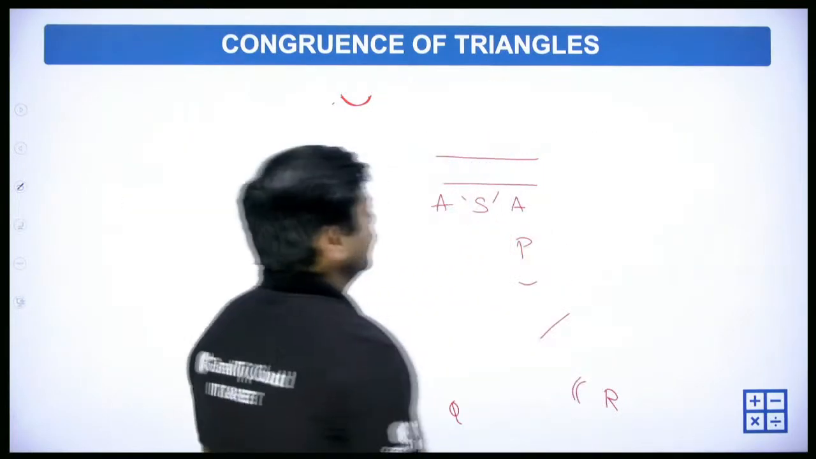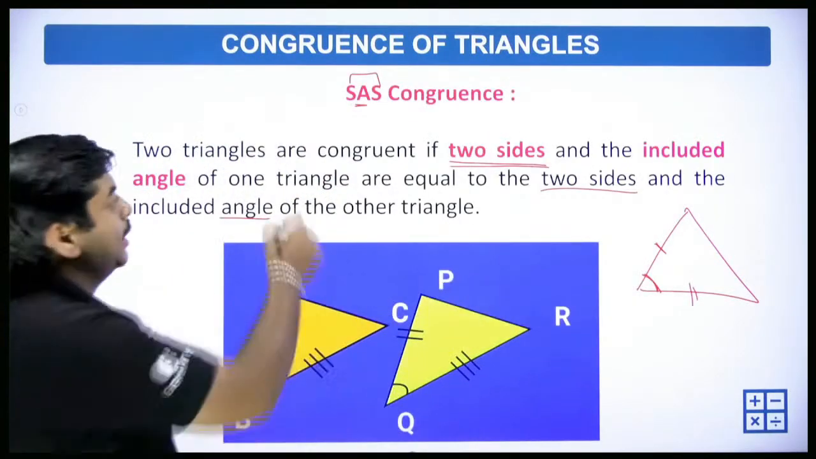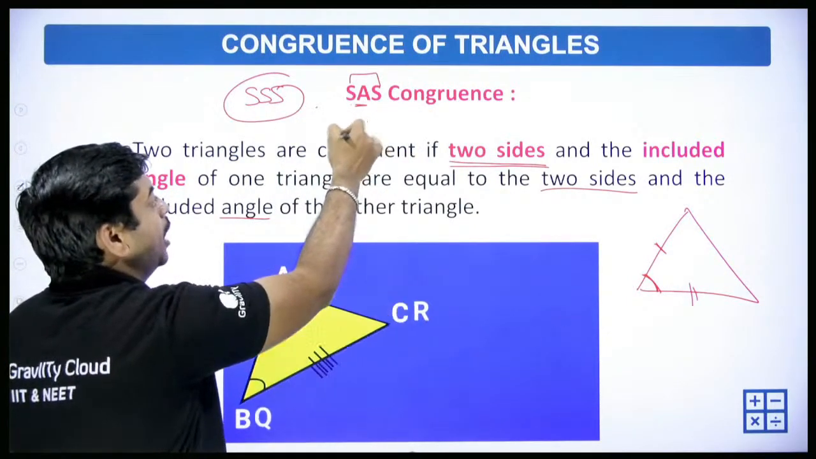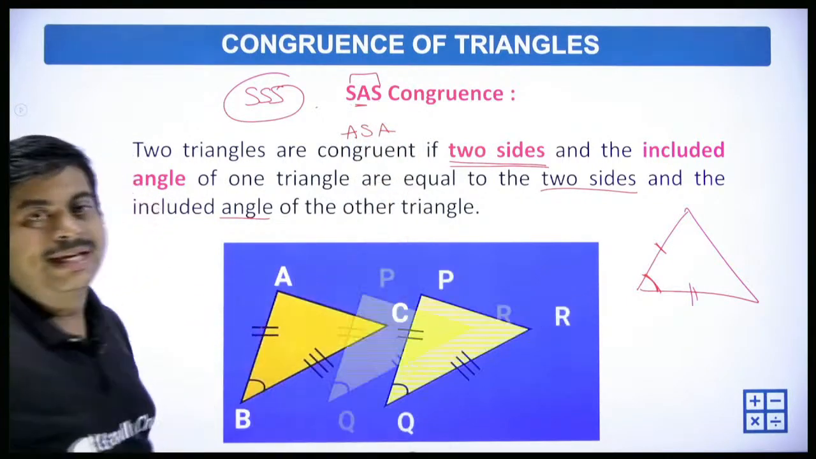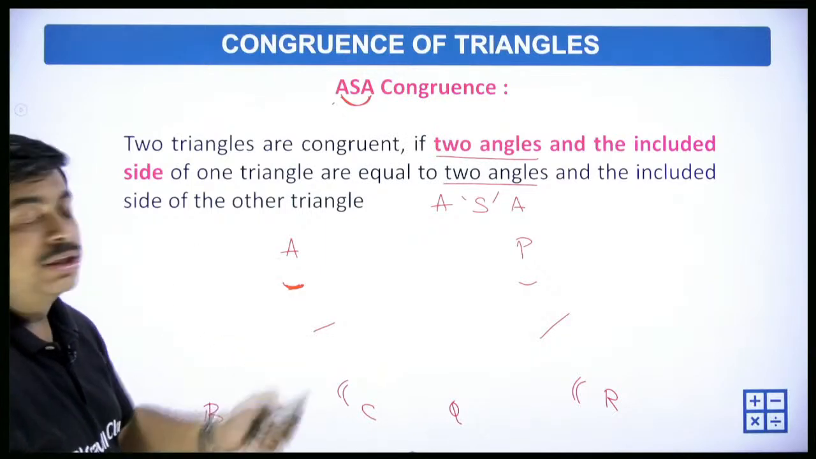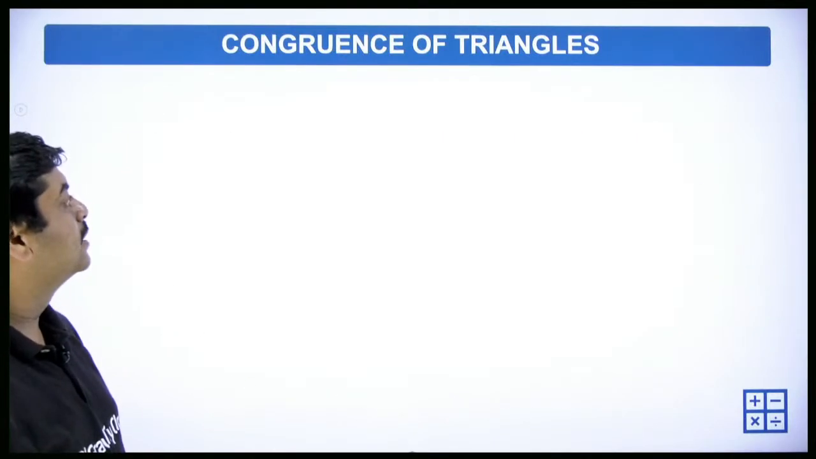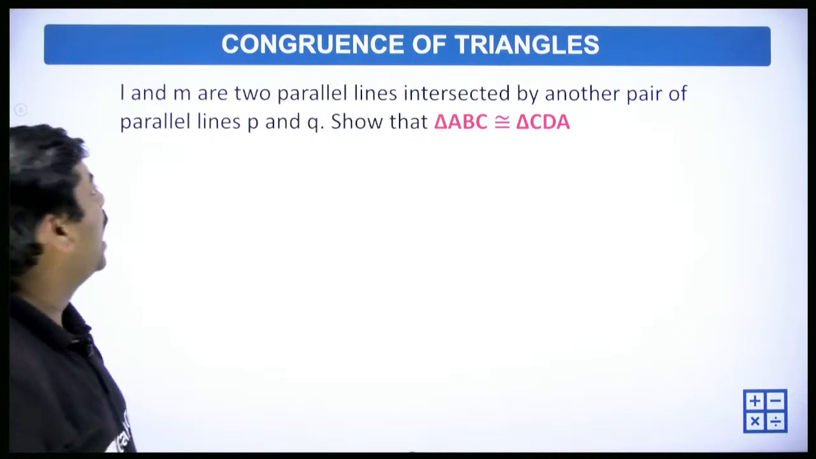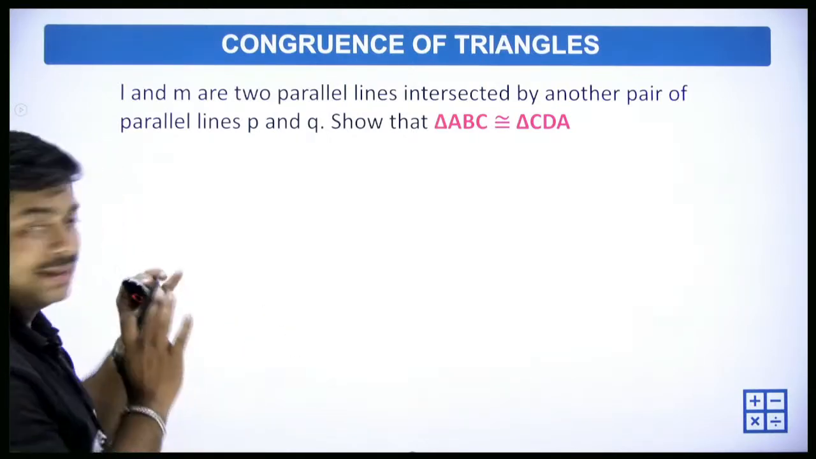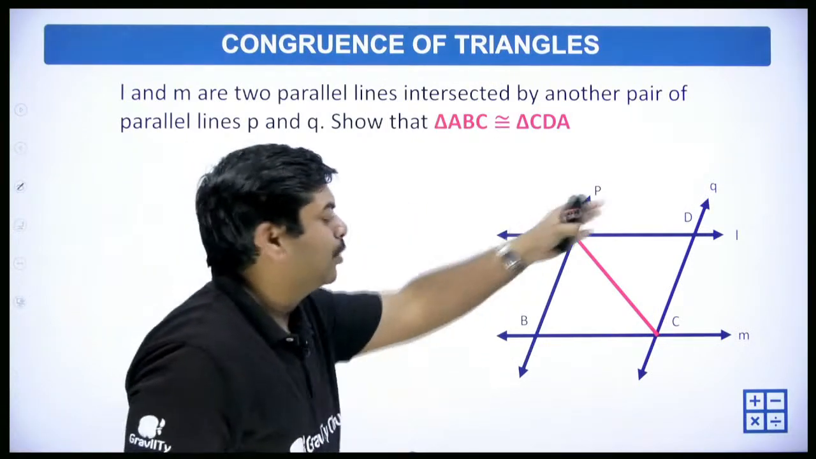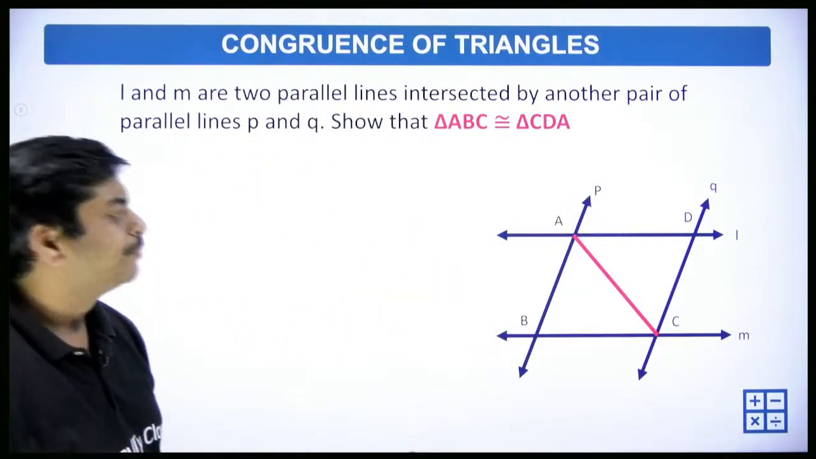We discussed SSS congruency, then SAS, and now ASA congruency. These are the different types of congruences we can discuss in two triangles. And what else can we discuss? The next one: we have a question here. Let's try to understand this question. L and M are two parallel lines intersected by another pair of parallel lines P and Q. Let me see where the diagram is. Yeah, here you can see L, M, P, Q. I think we stopped with this one in the last class, right?